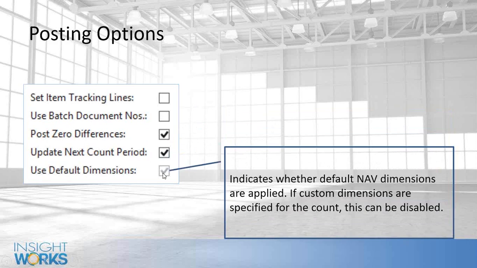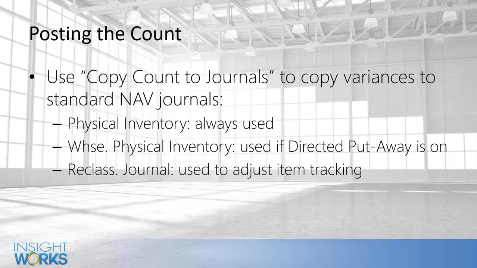And the last one, use the default dimensions. Typically we see when people are doing inventory counts, they'll want to add a dimension for a reason code or flag it as physical inventory. And there is another field on the posting tab that allows you to specify certain dimensions to use on those journals. And if you specify alternate dimensions, you can turn this off. So it'll only use the alternate dimensions, or you can force it to use the standard dimension handling from NAV. Okay. All right.